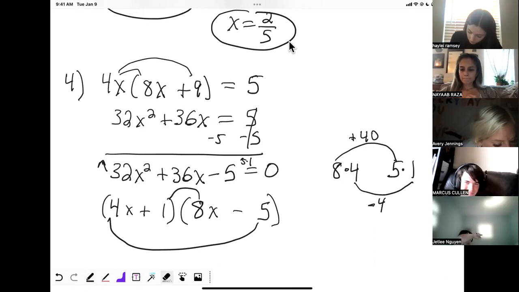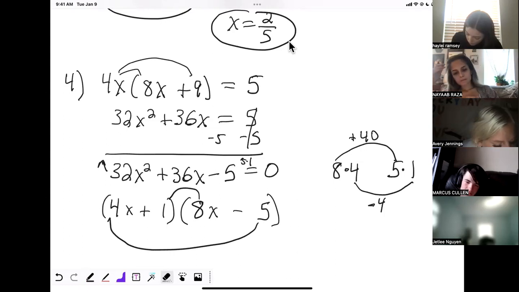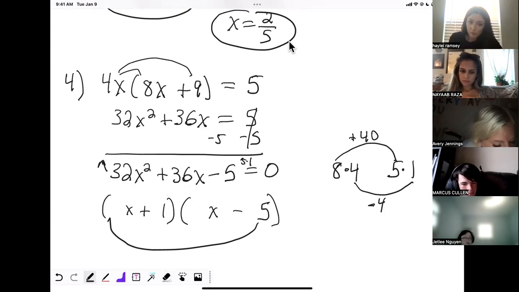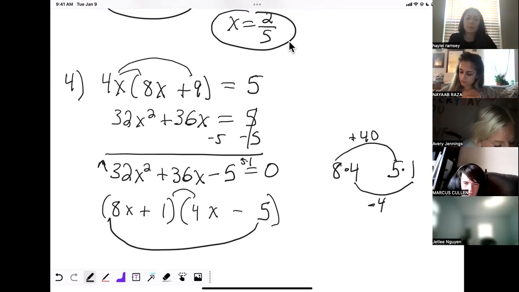Did I get the right sign? We'll see in a second. 8 times 5. No, I did it wrong. Hold on, sorry. 8 and 5 have to be together. 4 and 1 have to be together. I read it backwards. 8 and 5 have to be together and 4 and 1 have to be together.